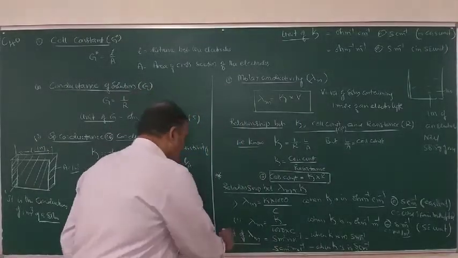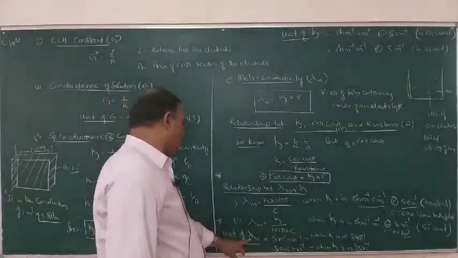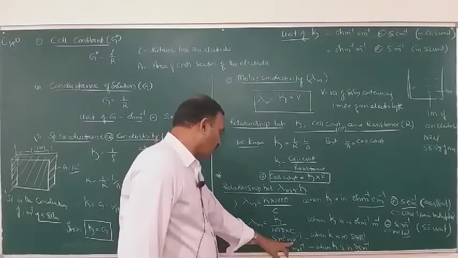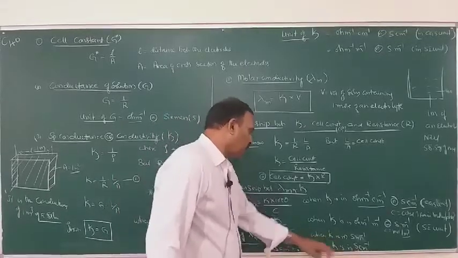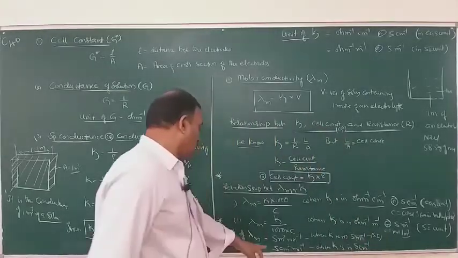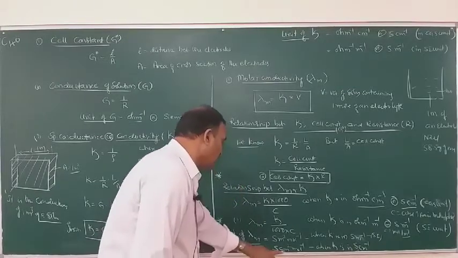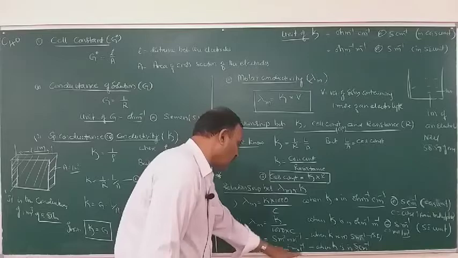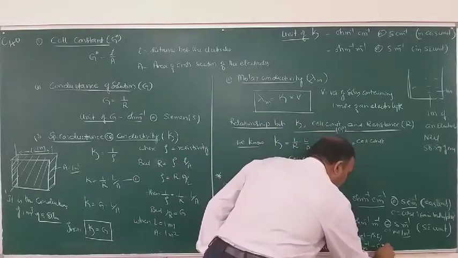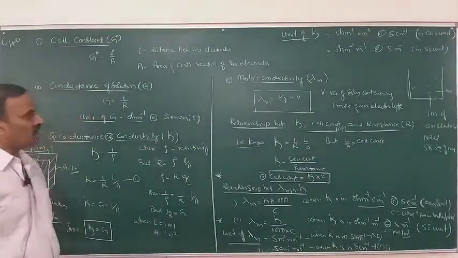Then this is also very important. The unit of lambda m, that is molar conductivity, is Siemens meter square mole minus 1 when kappa is in SI unit, that is Siemens meter minus 1. The unit of lambda m is Siemens centimeter square mole minus 1 when kappa is in Siemens centimeter minus 1, that is in CGS unit. So, these things you have to bear in your mind.